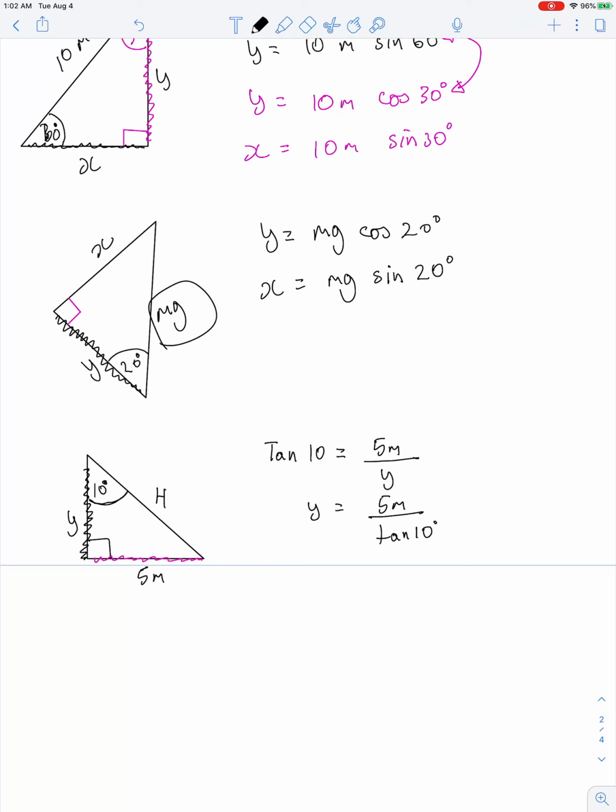Or let's say you wanted to find H from the get-go. Well, if you wanted to find H, then 5 would be your opposite side. So you could see that your opposite side would be equal to H sine of the angle. So you just punch it in. What's your opposite side? 5 meters. Your hypotenuse H sine of 10 degrees. Therefore, H would be equal to 5 meters over sine of 10 degrees. You have a calculator, so you could just punch your numbers in and solve.